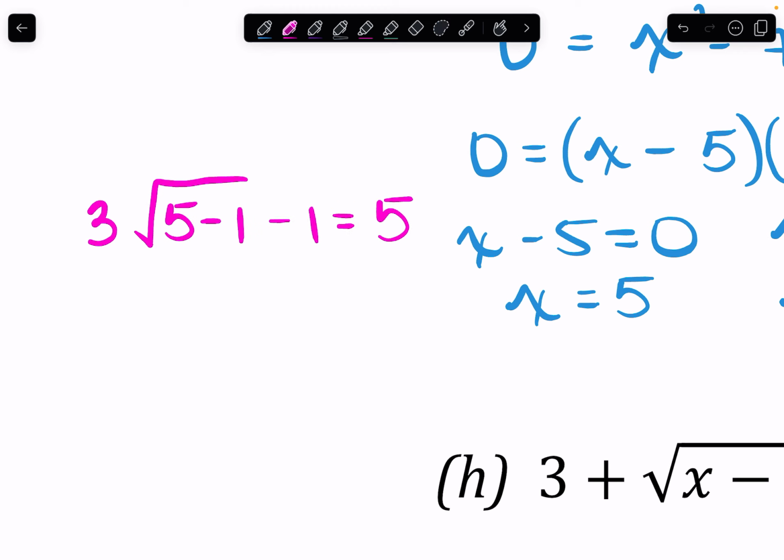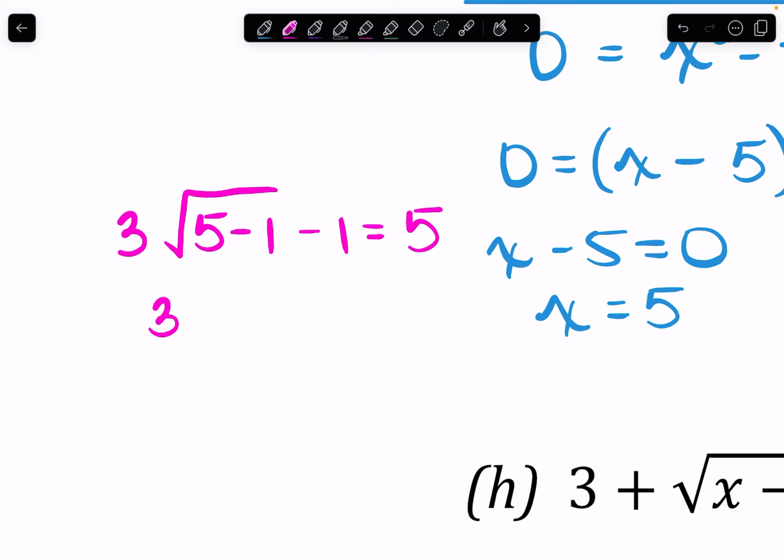I'm going to check this one first. 5 minus 1 is 4. The square root of 4 is 2. 3 times 2 is 6. 6 minus 1 is 5. So this one is valid. Okay, so we know we've got 1.